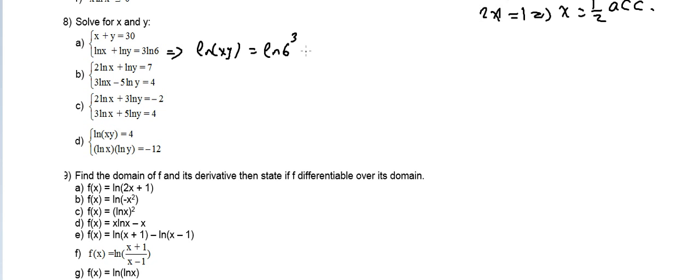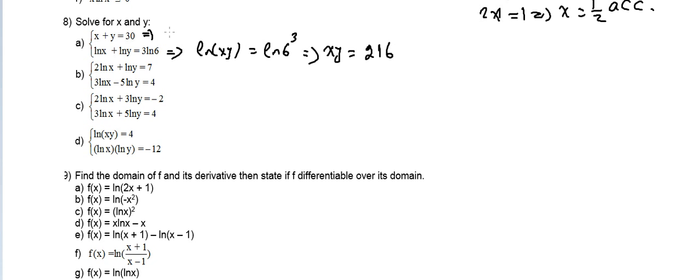What we do here is we remove the ln. So x times y equal 6 power 3 is 216. It's 216. That's correct. Great. Now what do we have? We have x plus y equal 30.